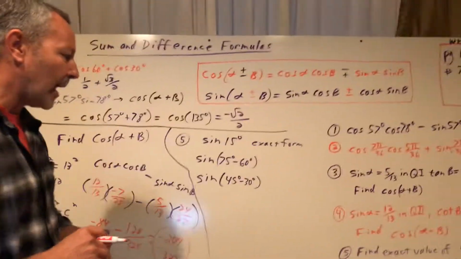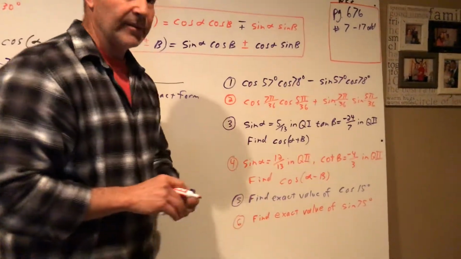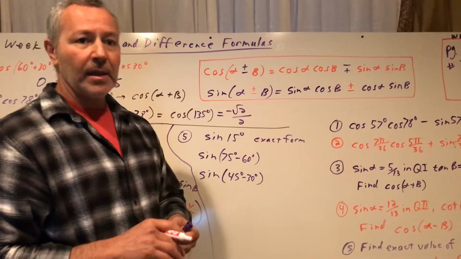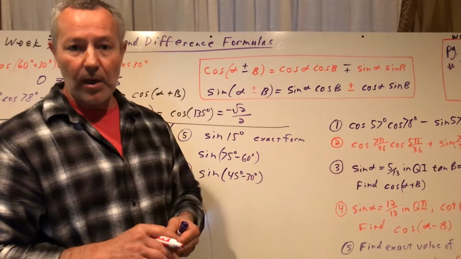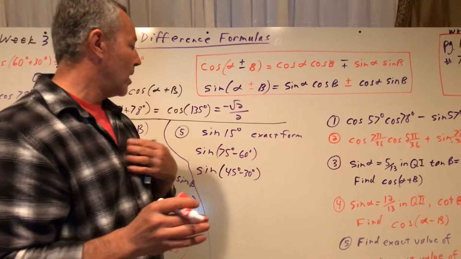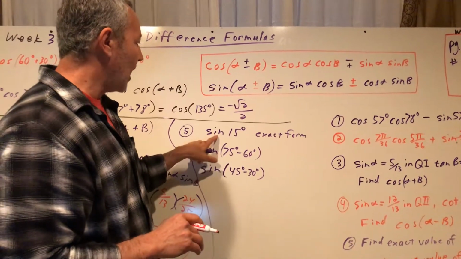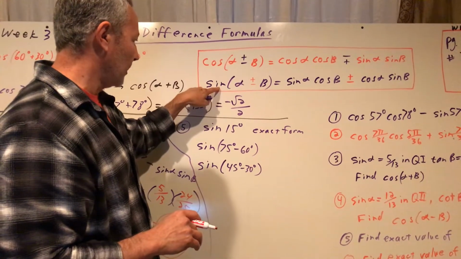All right? Come on over to number 5 for me. Okay? Find the exact value of cosine of 15. You guys know that when I say the exact value, it means no calculators, okay? 15 is not one of the angles we know, so I can't do that normally, but we're going to go ahead and use our formulas that we have and be able to do that, okay? I'll be using the sine formula here, okay?